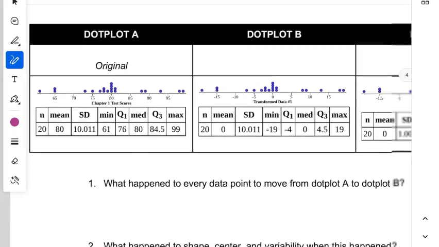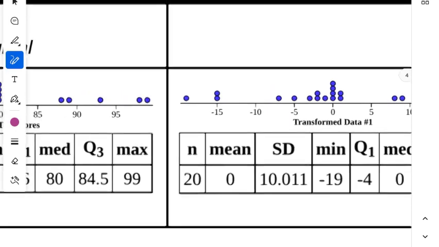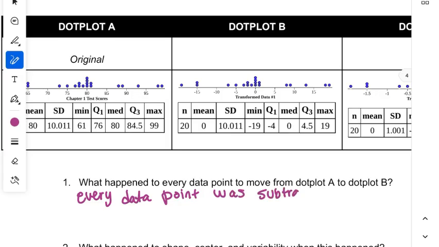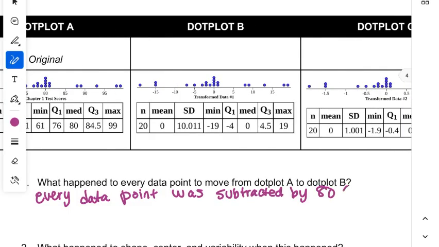So what happened to every data point? Subtracted by 80. Exactly, yep. Every data point was subtracted by 80, and 80 is our mean.